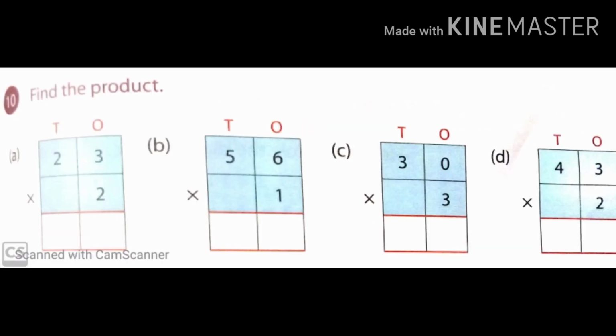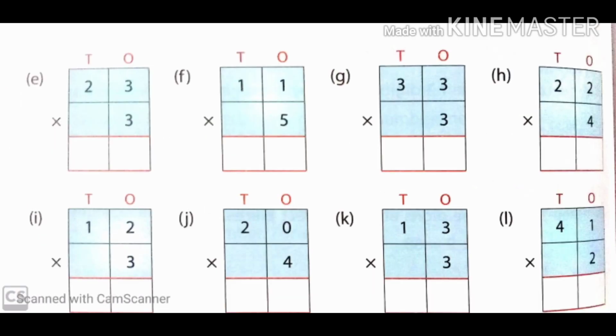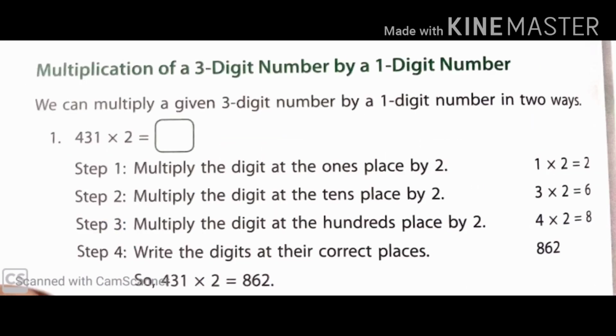Find the product. 23 into 2, 56 into 1, 30 into 3, 43 into 2, 23 into 3, 11 into 5, 33 into 3, 22 into 4, 12 into 3, 20 into 4, 13 into 3, 41 into 2. Multiplication of a 3-digit number by a 1-digit number.